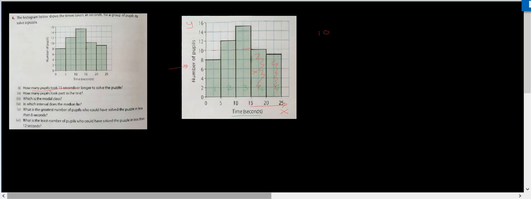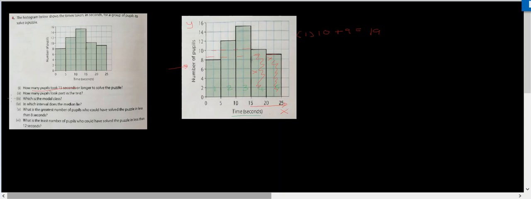Then we look at the last bar, draw a line across and read it, and we can see that it's roughly 9 students. So it's 10 plus 9, which is equal to 19. So the answer to question 1 is 19 students. That's the first part.